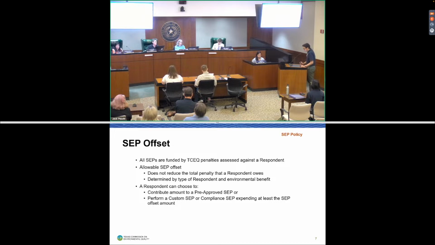SEP offset. All SEPs are funded by TCEQ penalties assessed against the respondent. Allowable offset does not reduce the total penalty that a respondent owes, and it's determined by the type of respondent and environmental benefit. A respondent can choose to contribute the amount to a pre-approved SEP or perform a custom SEP or compliance SEP expending at least the SEP offset amount.